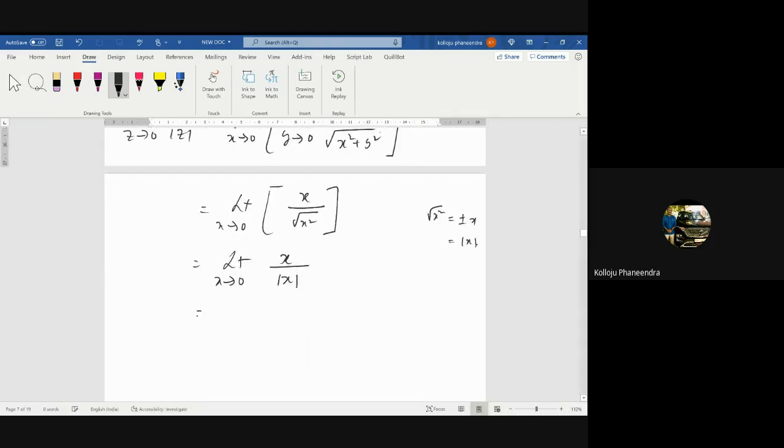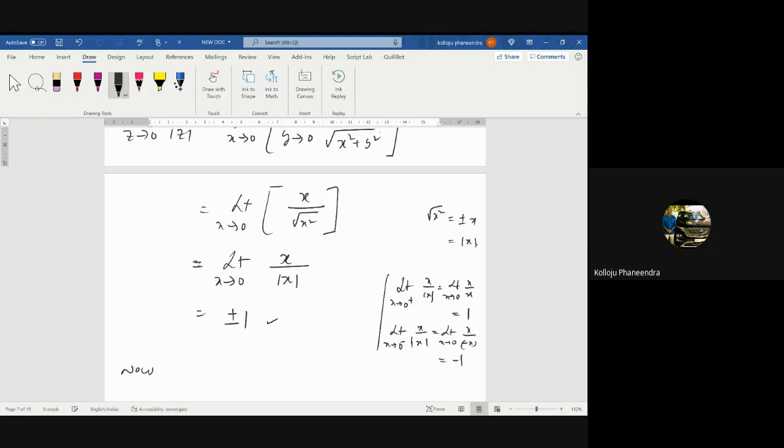So what is this limit now? The problem becomes real variables. This is plus or minus 1. Still any doubt? Limit x tends to 0 plus, x by mod x: x tends to 0 plus means positive, mod x is positive. For x tends to 0 minus, it is x by minus x, so negative 1. So the value is plus or minus 1.